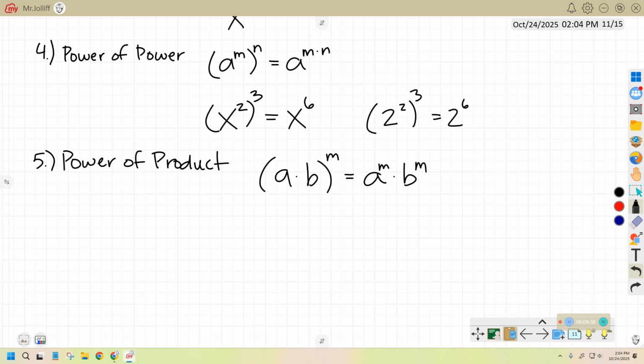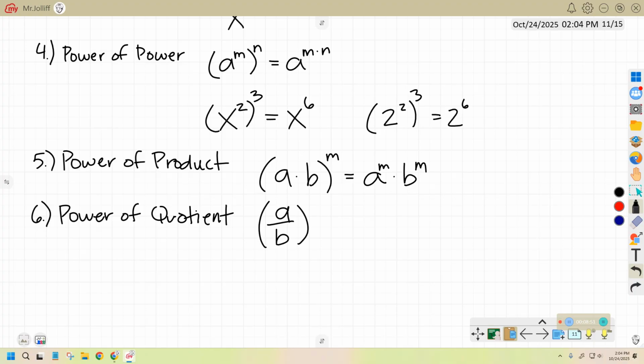Next one's a similar idea. Power of a quotient. Quotient means division. So I'm taking a division problem or a fraction, raising it to a power. What am I doing with the exponent?